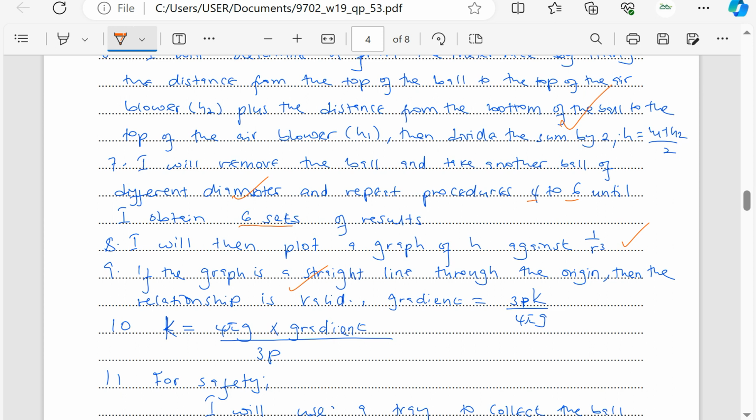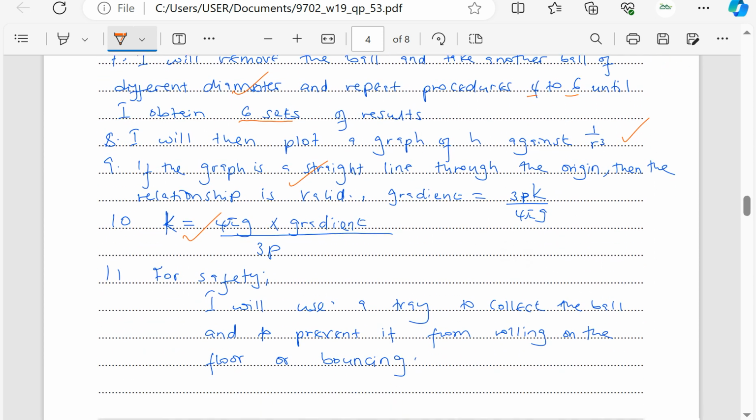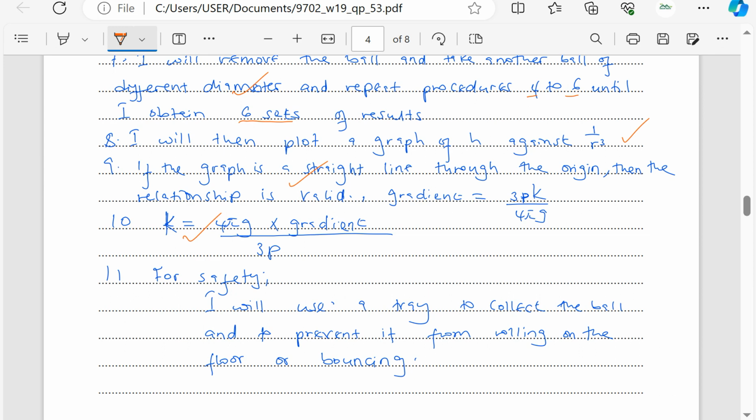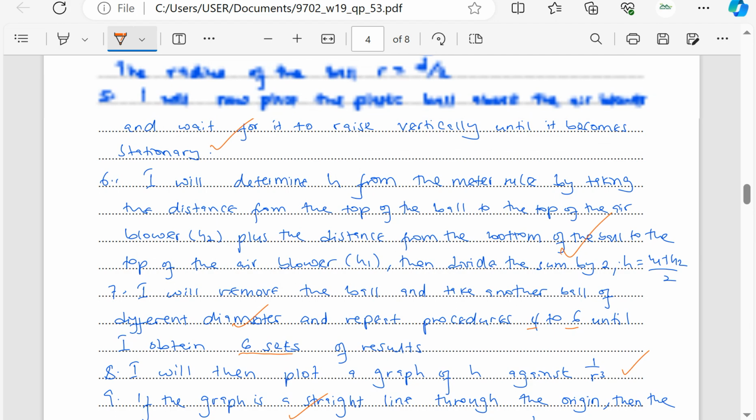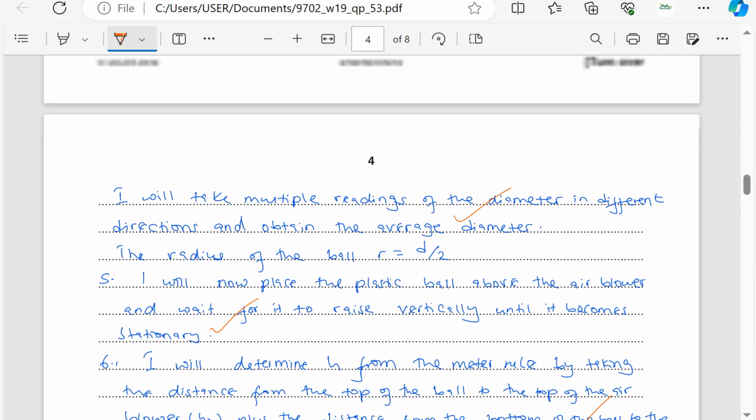Then they asked us to show how we can find K, and I've shown you that K will be 4 pi g times the gradient. And then I've given a safety precaution. For safety, I would rather collect the ball using a tray rather than leaving it to fall on the ground or switching off the motor and leaving it to fall. So this is for safety. So this is one way you would write that plan.